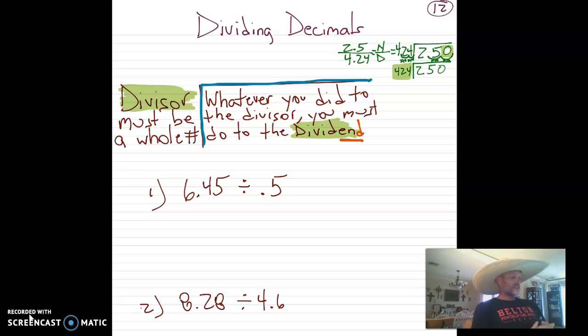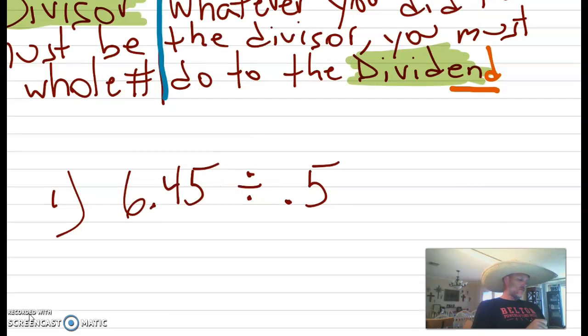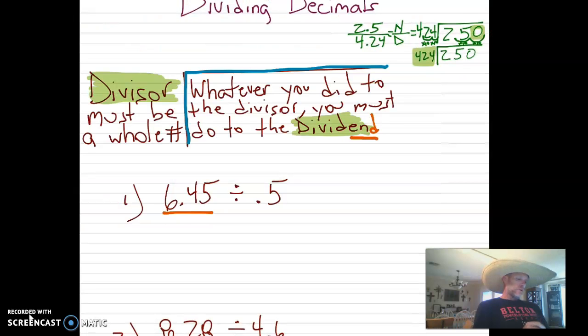All right, let's get started. So we have 6 45/100ths divided by 5/10ths. So what's getting split up here? The first number that you read is what's getting split up. Okay, so if we build our house, I'll do it right here.